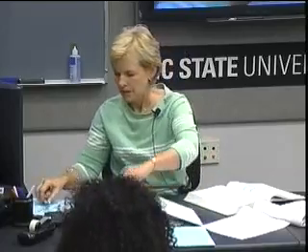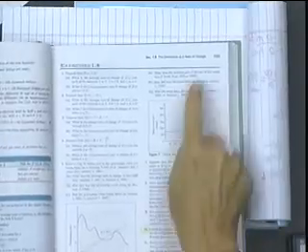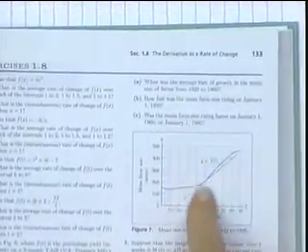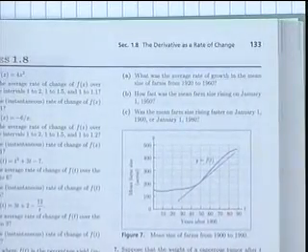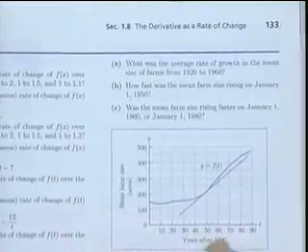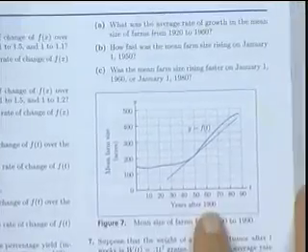I'm on page 133 in the book. And we're going to look at problem number 6, which is just going to refer to A, B, and C right here. Now, they labeled what the words are for each axis. So T represents the years after 1900. Can you see that?